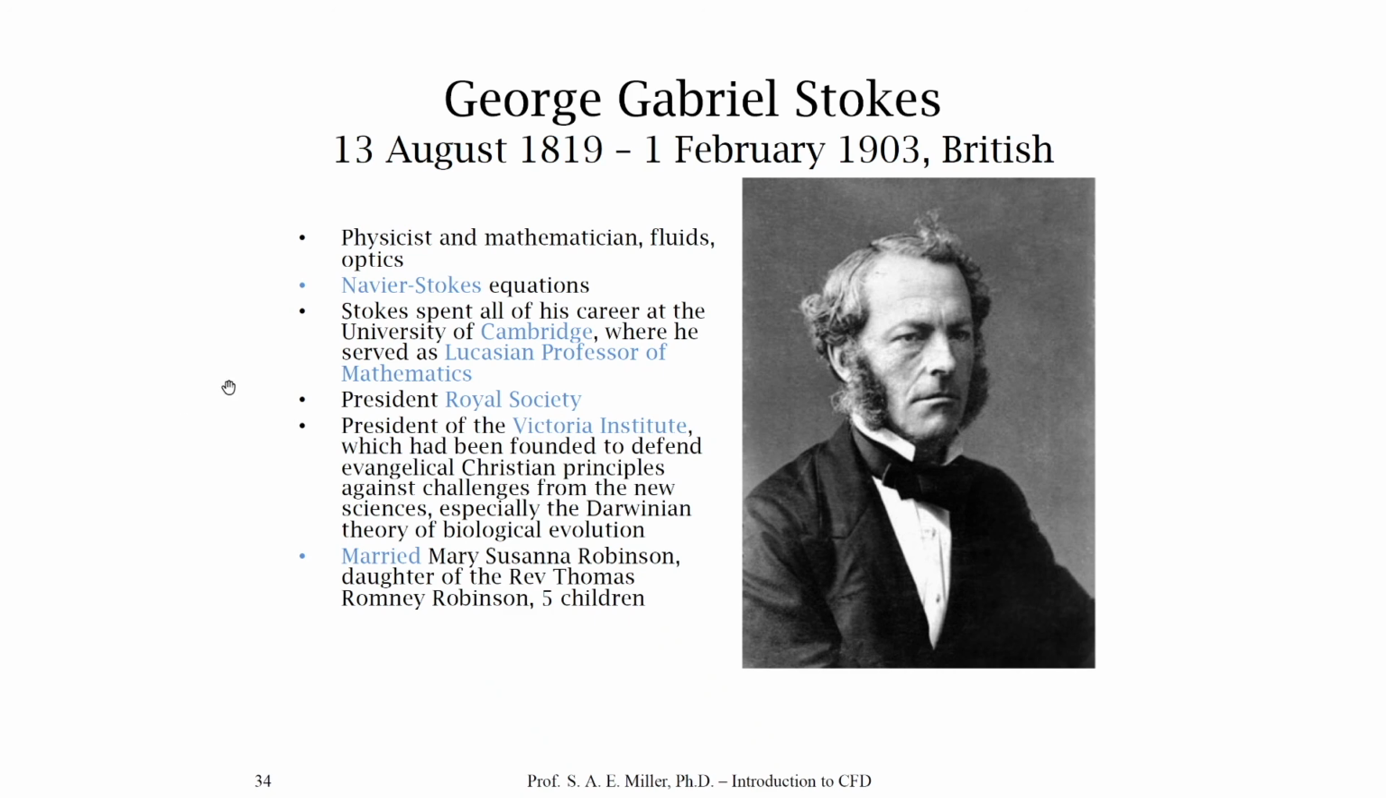He was an interesting person in himself, who is pictured on the right. He was indeed the president of the Royal Society, which still exists today. It's a society of scientific professionals, and if you're ever in London, you can go there and visit. He was also the president of the Victorian Institute, and he was a staunch Victorian. He was a very, very conservative and religious person. He tried to defend evangelical Christian principles against challenges from the new sciences, especially from this Darwin fellow. He did not believe Darwinian theory of evolution, especially because it went against Victorian ideas of Christianity and conservatism.